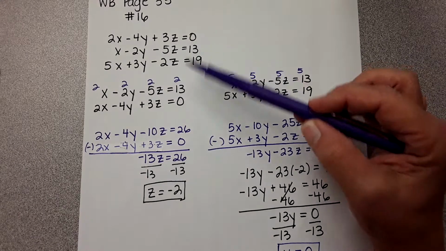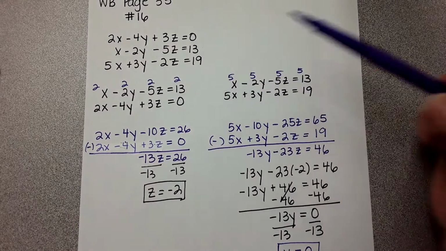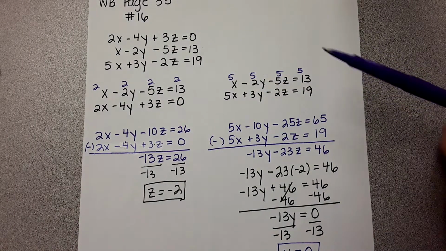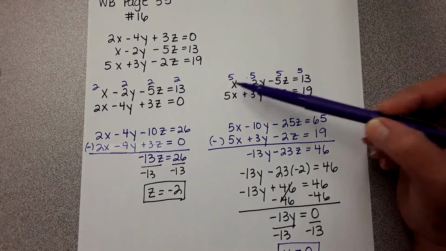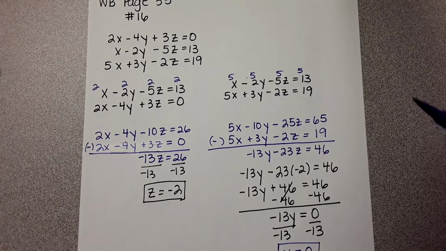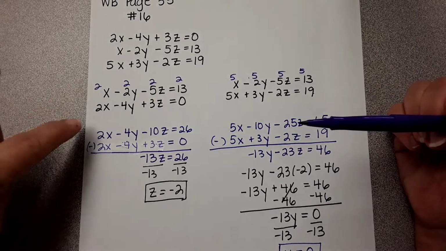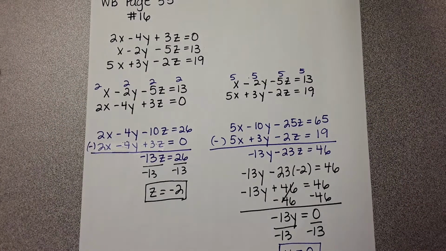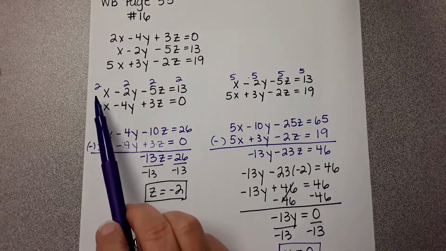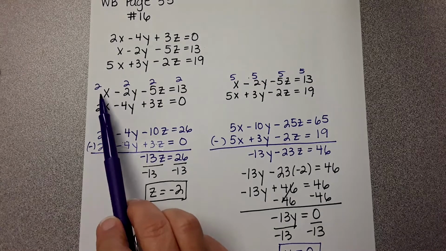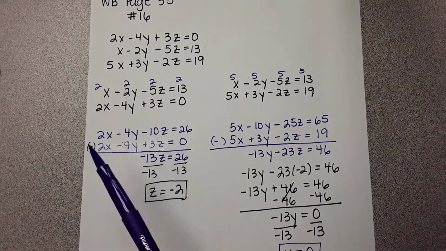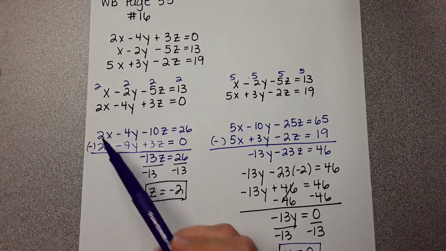And then I put the top equation over here. I put the bottom equation over here. Again, I picked that anchor equation because x has a coefficient of 1. Then what I did is I multiplied the top equation by 2. So I multiplied my anchor equation by 2, so that made the x's the same.